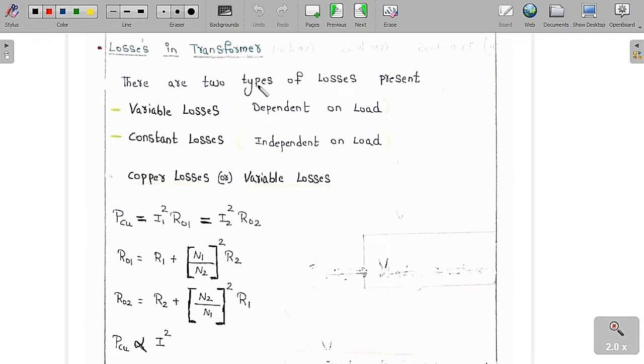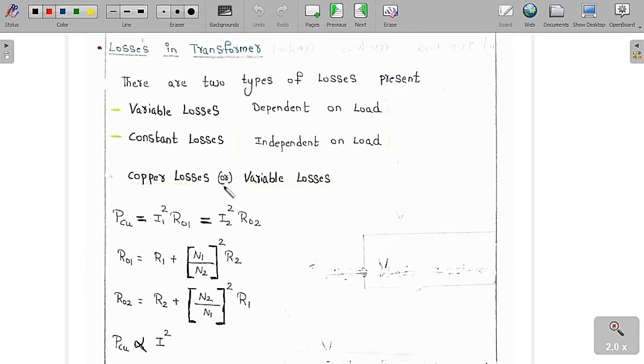Losses in a transformer. Basically, there are two types of losses present in a transformer. I already told this concept: variable losses means depending on the load, and constant losses means independent of the load. So for any machine there are two types of losses present: variable loss and constant loss. Variable loss depends upon the load, and constant loss is independent of the load. No matter whatever the load, the loss is always constant.